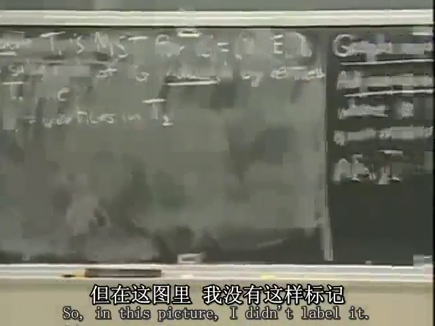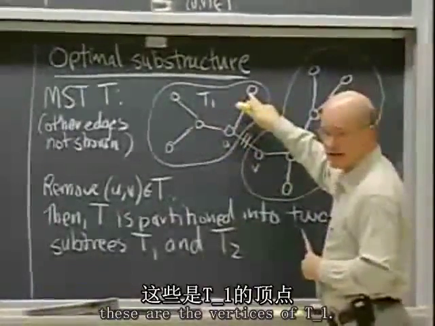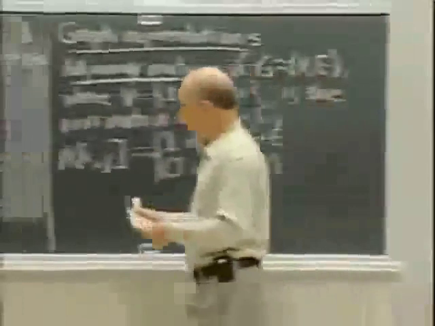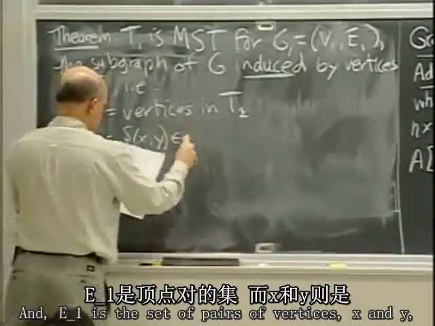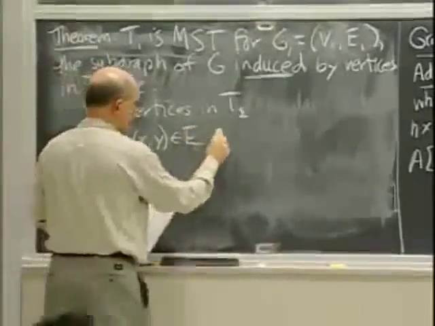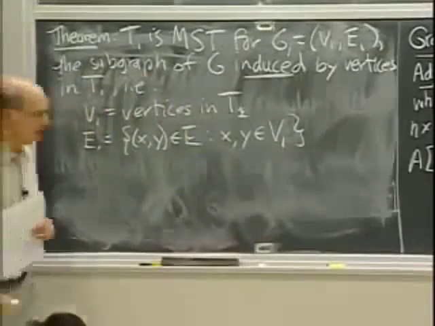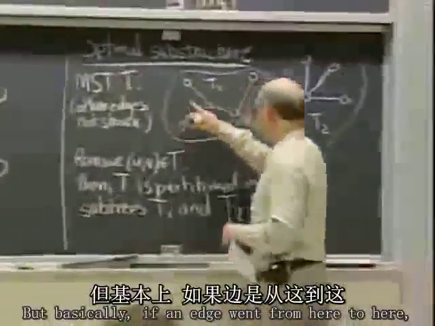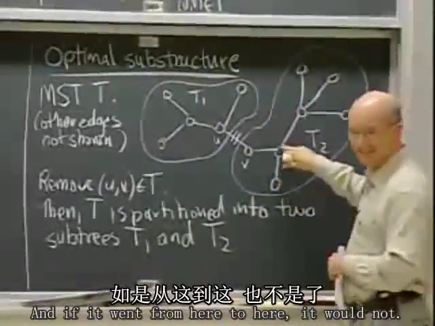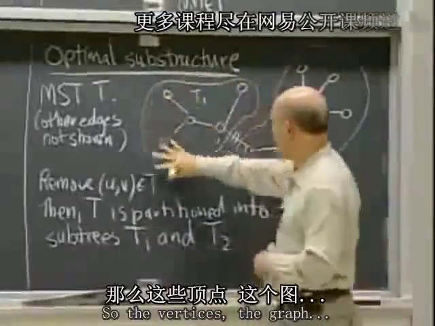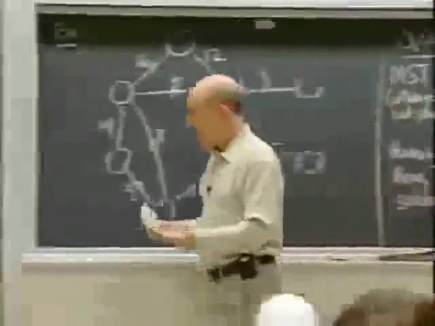So in this picture, I didn't label it. This is T1. This is T2. In this picture, these are the vertices of T1, so that's V1. And E1 is the set of pairs of vertices X and Y that are the edges in E such that both X and Y belong to V1. So I haven't shown the edges of G here, but basically if an edge went from here to here, that would be in E1. If it went from here to here, it would not. And if it went from here to here, it would not. So the subgraph induced by the vertices of T1 are just those edges that connect up things in V1. And similarly for T2.